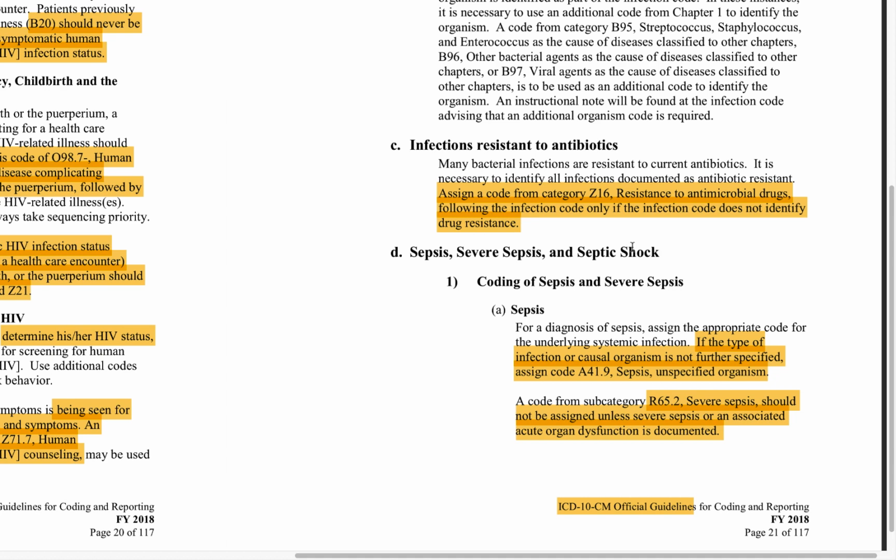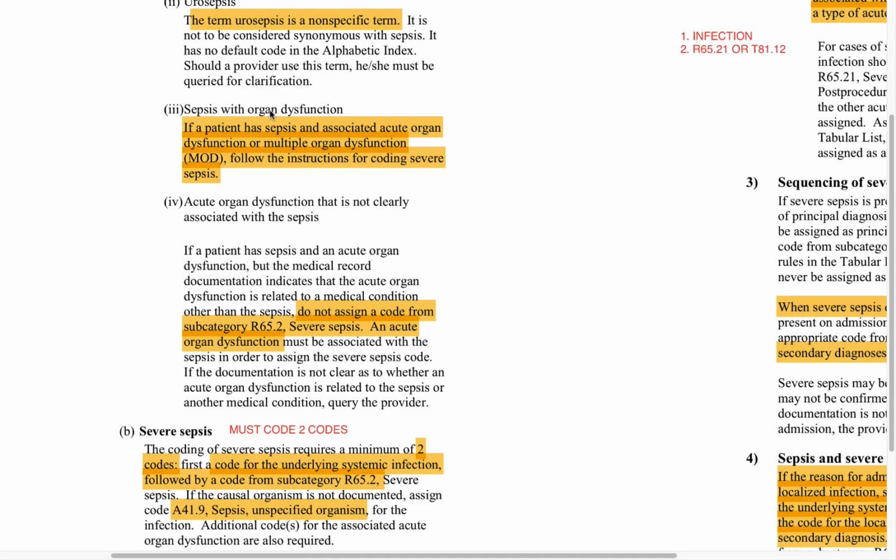Sepsis, severe sepsis, and septic shock. Sepsis: for the diagnosis of sepsis, assign the appropriate code for the systemic infection. If the type of infection or organism is not further specified, assign code A41.9. A code from subcategory R65.2, severe sepsis, should not be assigned unless severe sepsis or an associated acute organ dysfunction is documented. Sepsis with organ dysfunction.